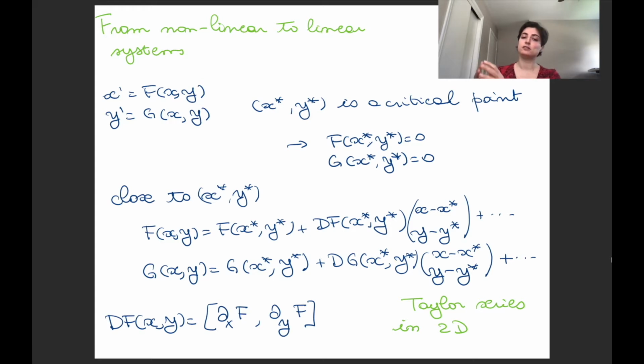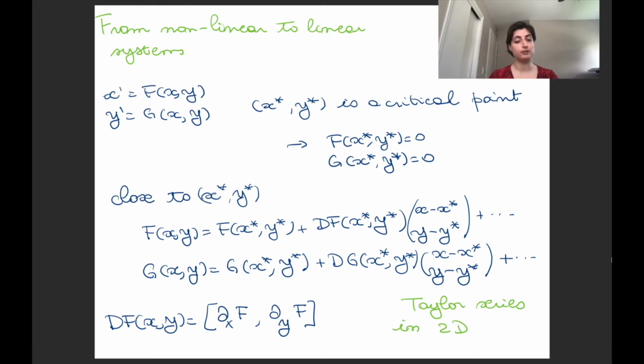Close to (x star, y star), we can write a Taylor series for f and for g. For x and y close to x star and y star, we can write f of (x, y) is equal to f of (x star, y star) plus the first derivative of f multiplied by the distance, so Df of (x star, y star) multiplied by the vector (x minus x star, y minus y star), and we can add other information.